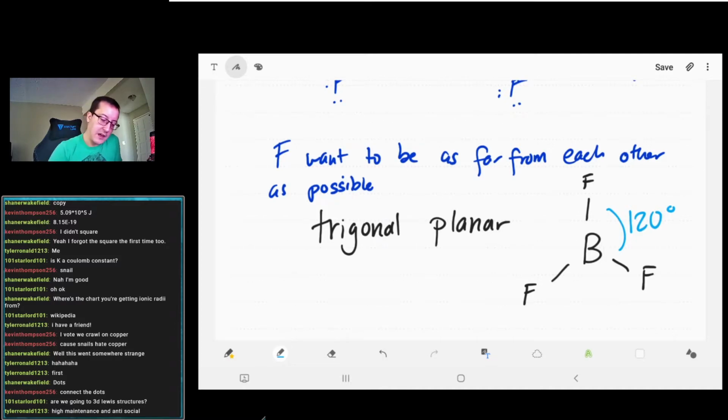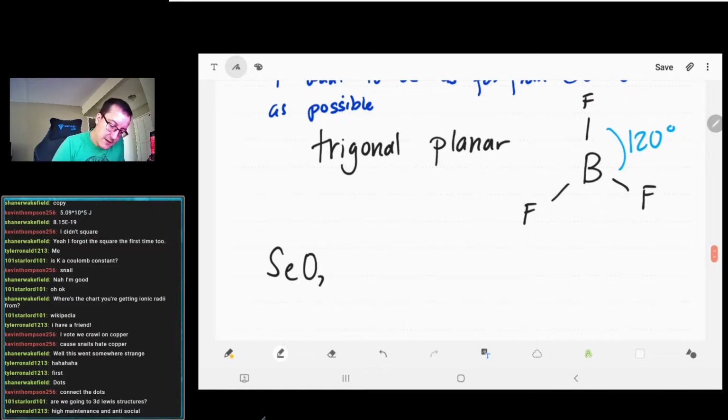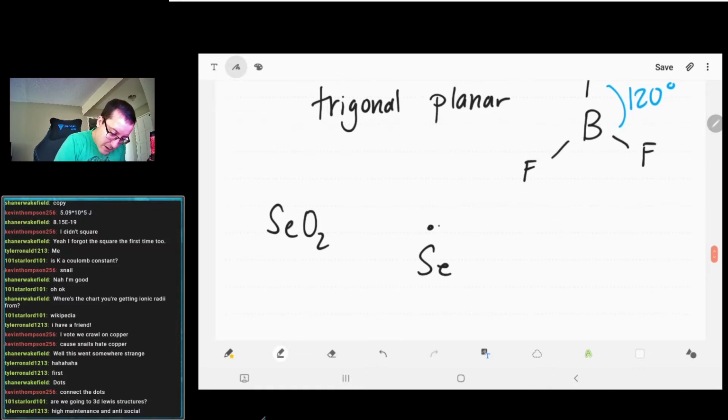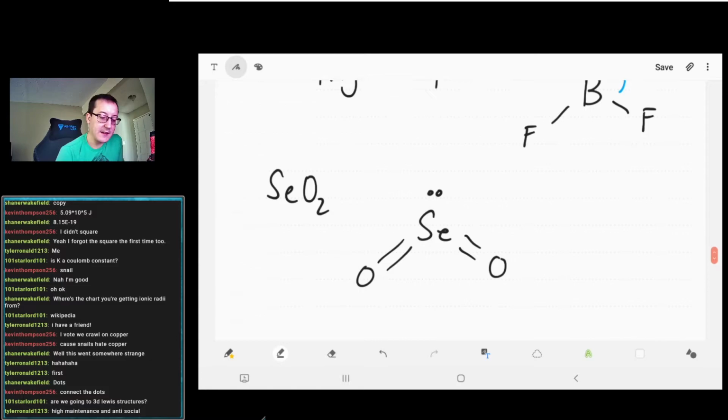If we look at that selenium dioxide, we just did its structure. We're going to see that it's also going to want to adopt this shape. If we think about it, this boron had 3 things on it. Right? We had 3 fluorines. They don't want to be near each other. They're going to push each other away. This selenium also has 3 things on it. It has an oxygen on the right, oxygen on the left, and a lone pair. It has 3 things also.